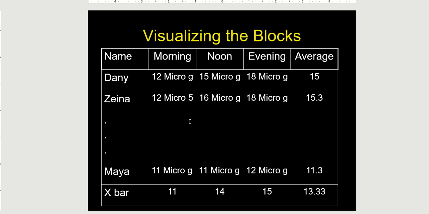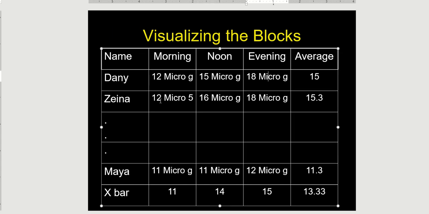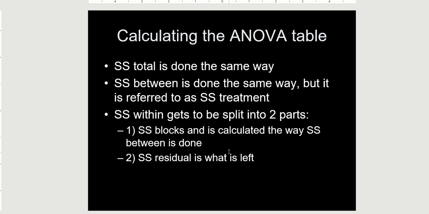Okay. So here's an example. I'm looking at a certain maybe it's a hormone or something like that, and I'm looking at it in the morning and noon and evening. So I want to see if it changes through the day, but I'm going to use the same people. So I have Danny measured in the morning and noon in the evening. I have Zena measured in the morning and noon and evening, etc. Last person is Maya. I measured her in the morning, in the noon, and the evening, and you can see that I have the averages per group. So the group here is morning, noon, evening, and the blocks is Danny, Zena, and I also calculated the average of the blocks. Okay.